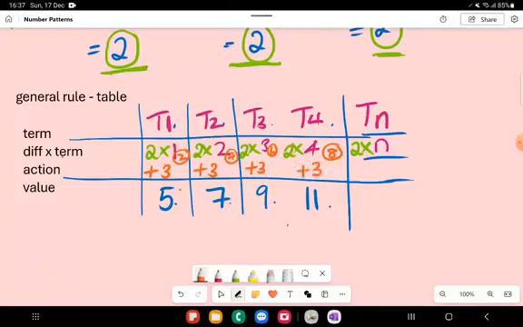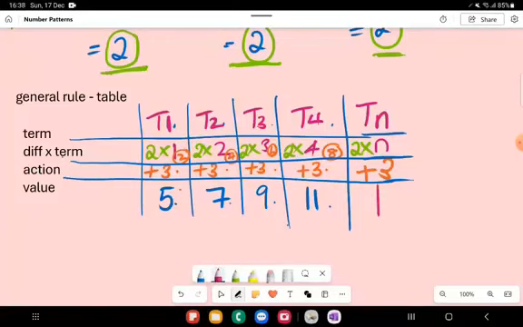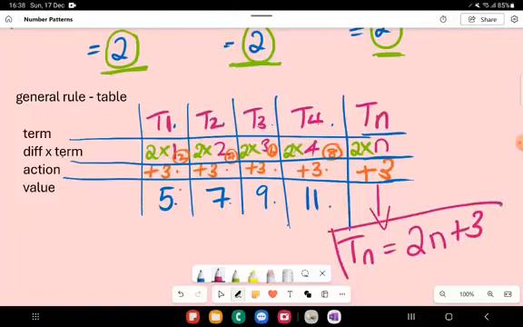So plus 3, which means if it's plus 3, plus 3, plus 3, plus 3, this one is going to be plus 3 as well. I know that my general rule is going to be 2n. So this here becomes term n is equal to 2 times n plus 3. And this, ladies and gentlemen, is your general rule.